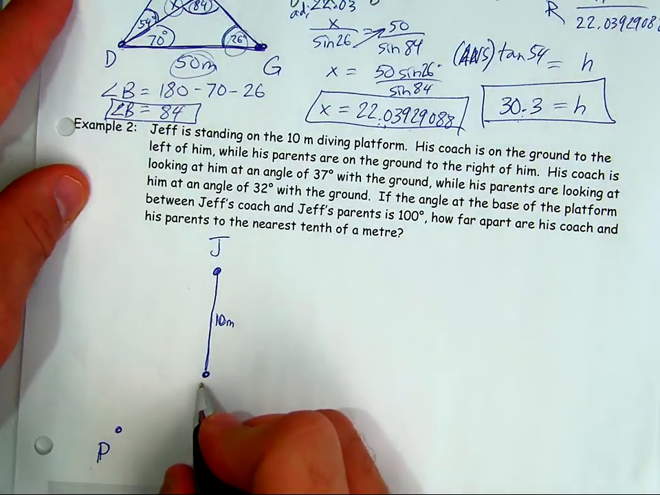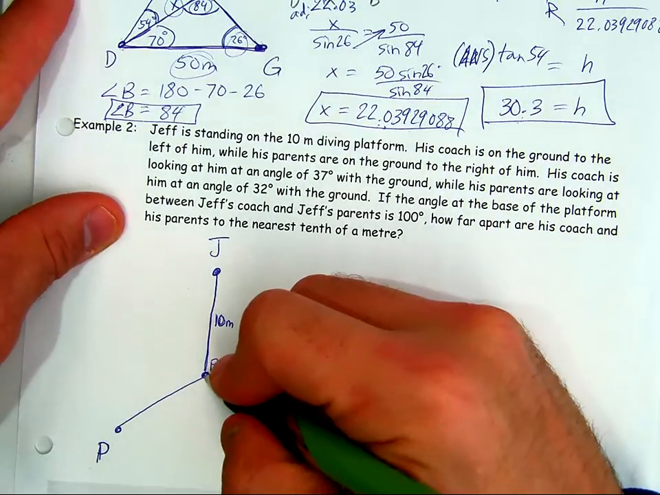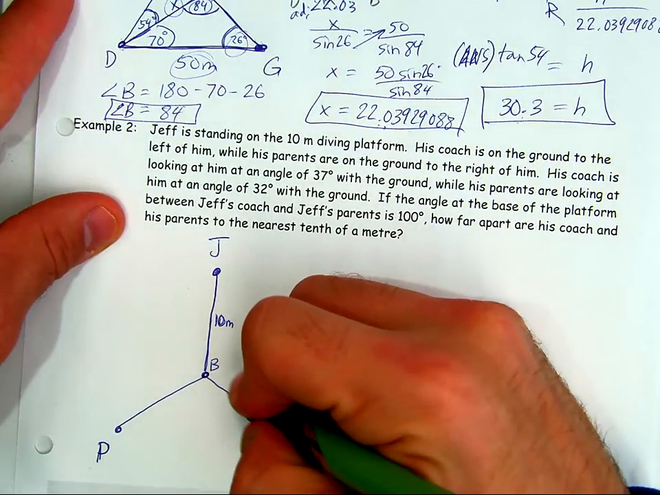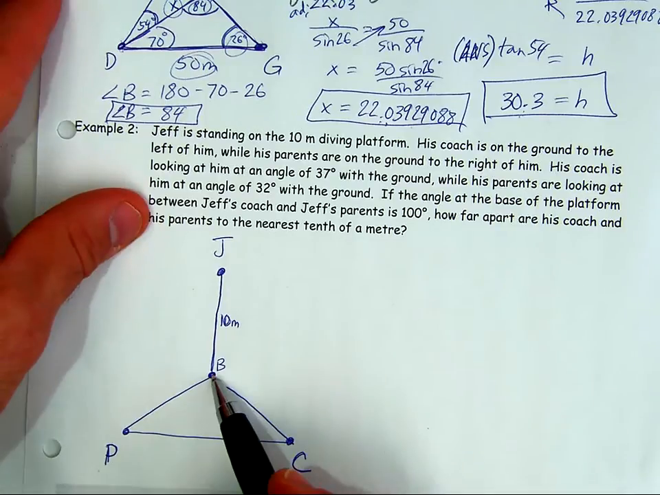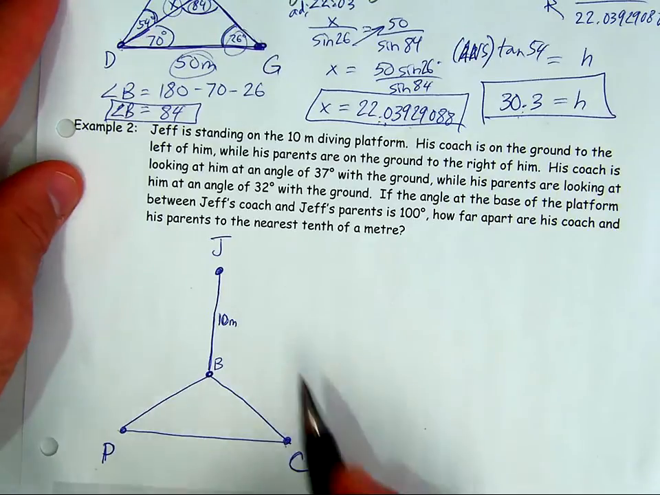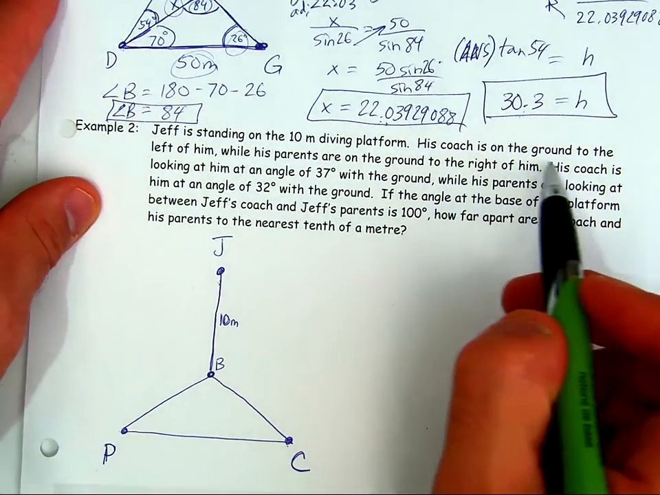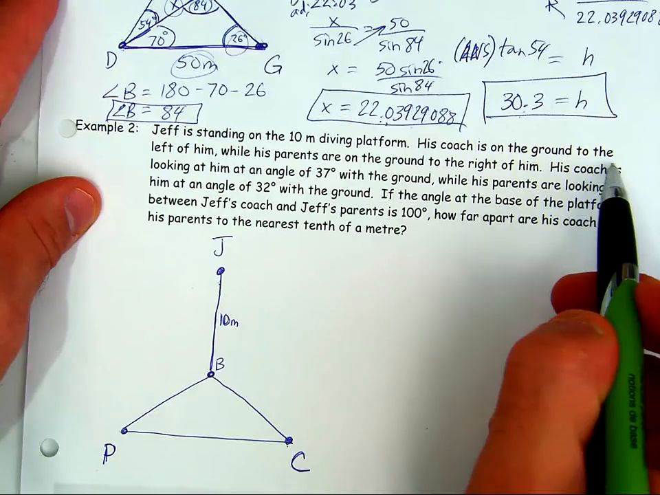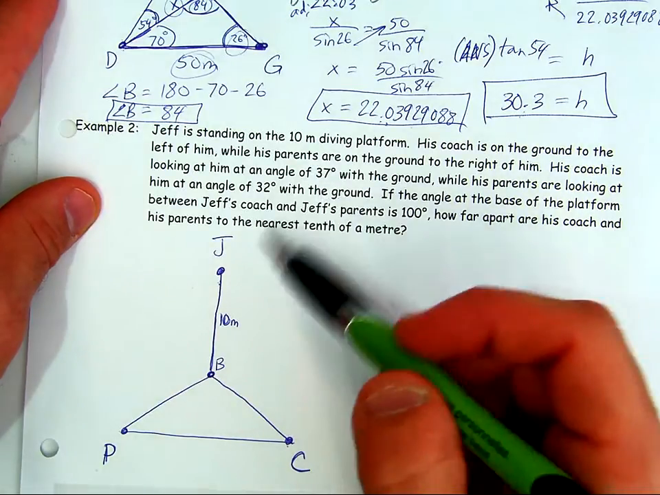So the base of the diving board is over here, and we have a triangle, bird's eye view, coming out of the page. This is the triangle between the base, Jeff's parents, and the coach. Okay? And Jeff's on the top of the diving board. Now, we know that his coach is on the ground to the left of him, so his coach is on the ground there. Jeff's looking at us, to the left of him, while his parents are to the right of him.